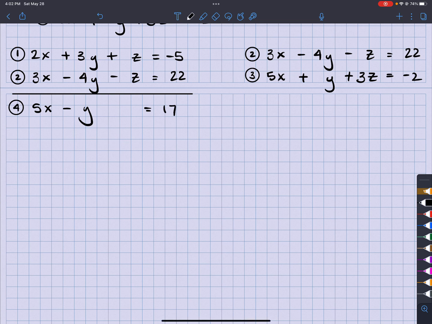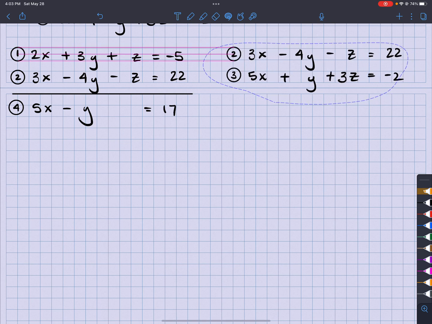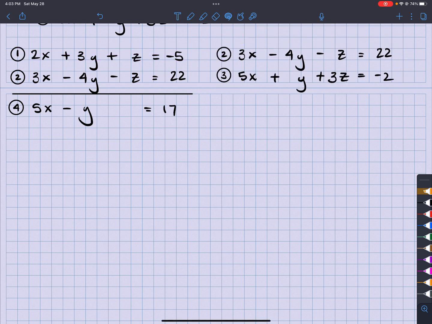Now, on equations 2 and 3, it's a little bit tougher to do. Because I got rid of z in the first round, I'm going to have to get rid of z here as well. So I'm going to multiply this top one by 3. Since I need to get rid of z here, I need a positive 3 and a negative 3. So this 3 is going to give me a negative 3 here. Let me rewrite the new equation 2. That gives me 9x minus 12y minus 3z equals 66.